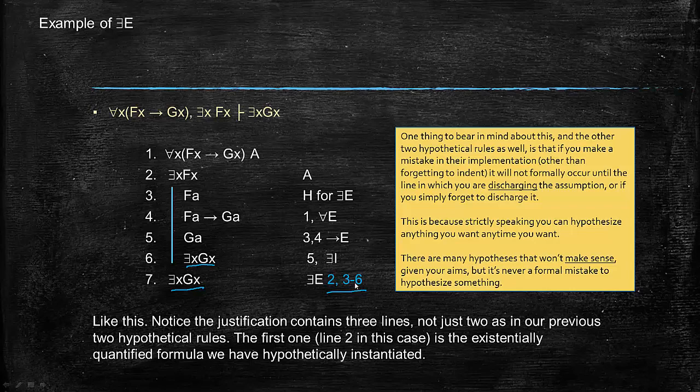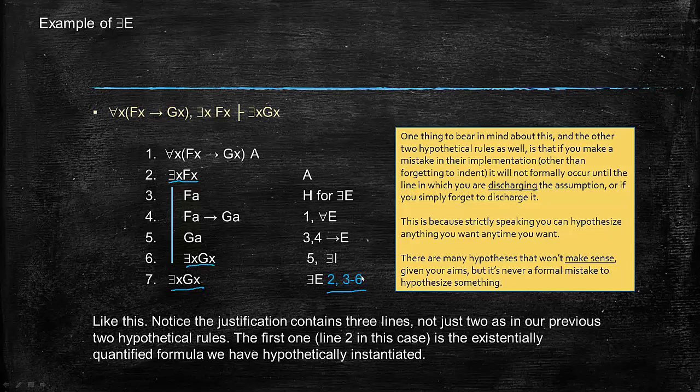Well, the 3-6 is what you're already familiar with. It's running from the hypothesis to the very end of the hypothetical derivation. So 3 through 6, what does 2 indicate? Well, 2 indicates the original existential hypothesis that we were instantiating, okay? So it was on the basis of this existential here that we made f of a, and that's what 2 is indicating. So 2, 3 through 6.